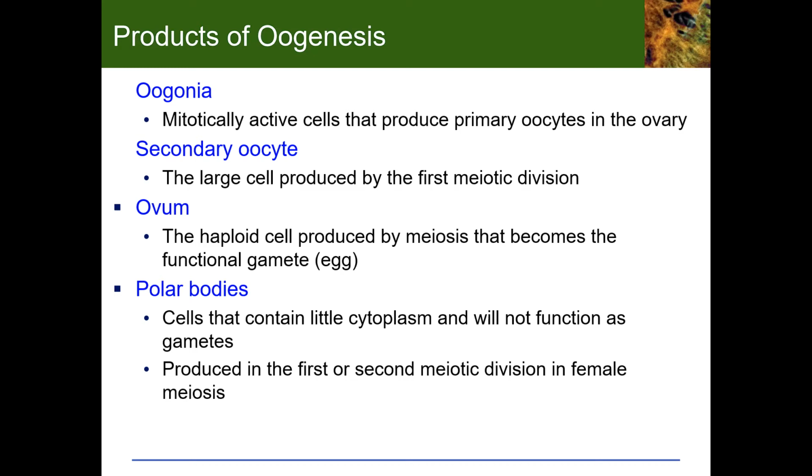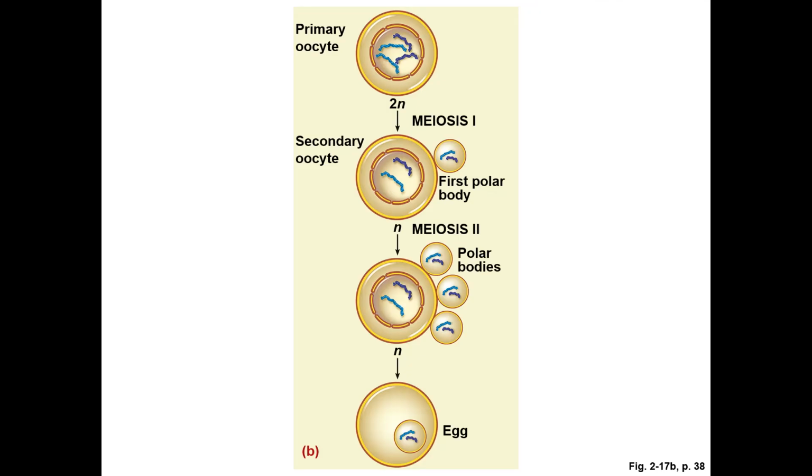Products of oogenesis. Oogonia, mitotically active cells that produce primary oocytes in the ovary. The secondary oocyte, which is the large cell produced by the first meiotic division. The ovum, which is the haploid cell produced by meiosis that becomes the functional gamete. And polar bodies, the cells that contain little cytoplasm and will not function as gametes, produced in the first or second meiotic division in female meiosis. Again, there's that same picture of what's happening from the primary oocyte to the development of the egg.